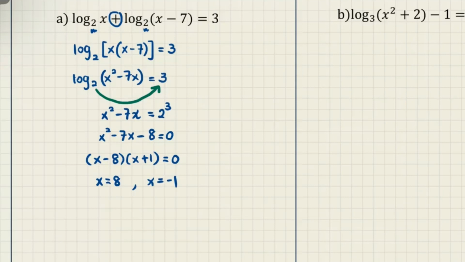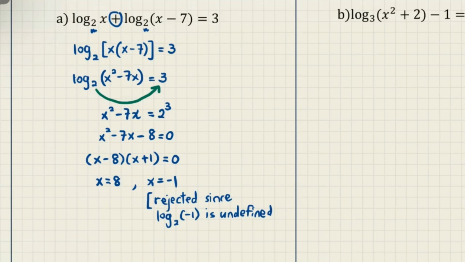Okay, so untuk x equals to negative 1, we are going to reject since log of base 2 of negative 1 is undefined. Okay. So kenapa kita reject? Kita kena bagi tahu reason dia lah. So rejected sebab log of 2 negative 1 adalah undefined. So bila dia undefined, so therefore our x hanya tinggal 8 sahaja.